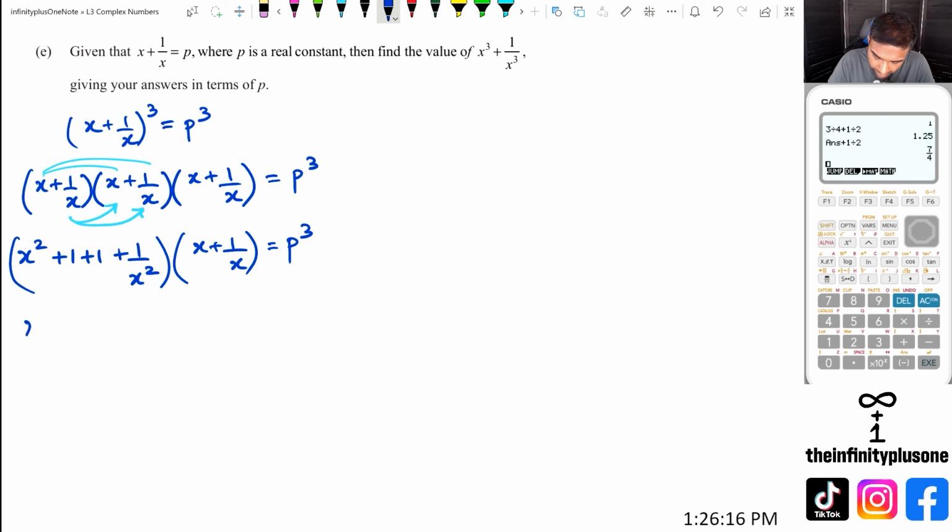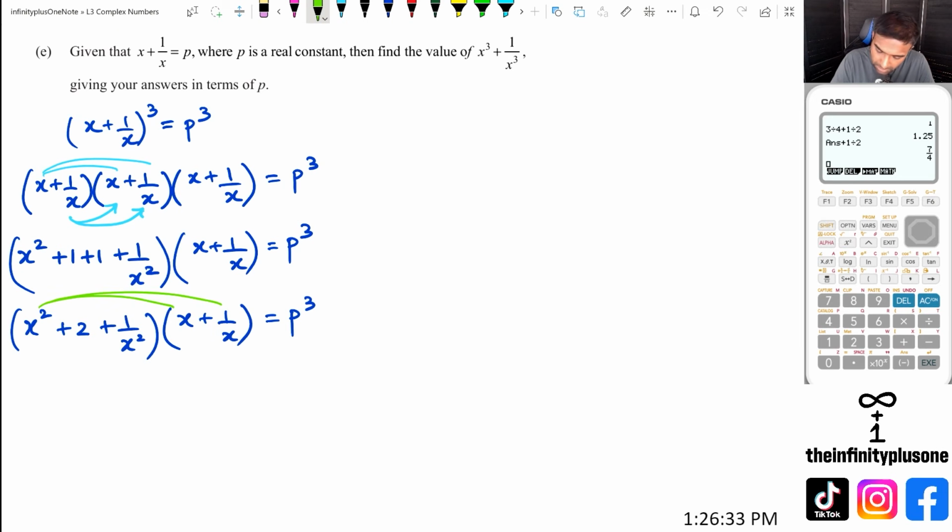So what I've got here is x squared plus 2 plus 1 over x squared, multiplied by x plus 1 over x, equals still p cubed. So I've got to do this whole dance again, where I go x squared times x and then x squared times 1 over x. So I'm going to end up with x cubed plus x. Then I'm going to do these two here, which is going to give me plus 2x plus 2 over x.